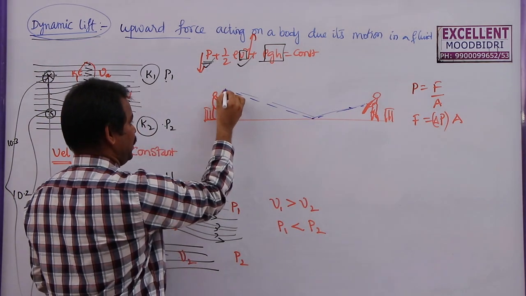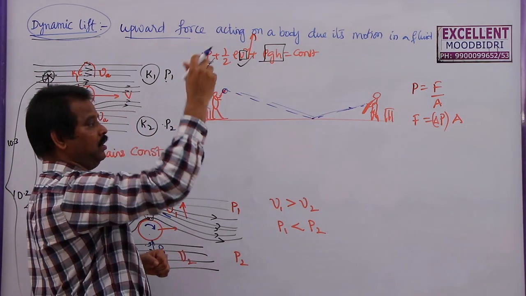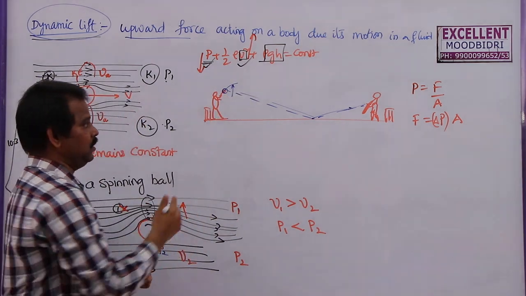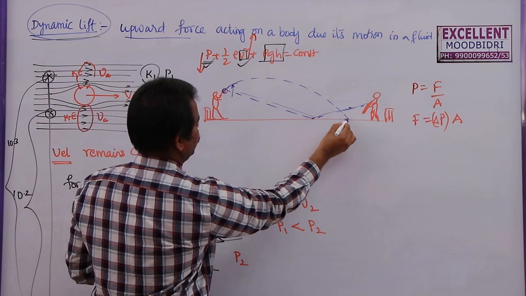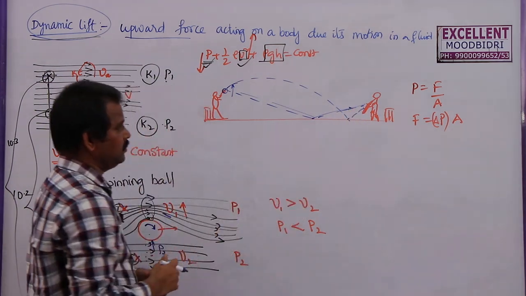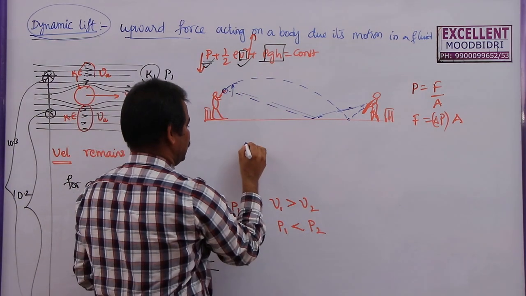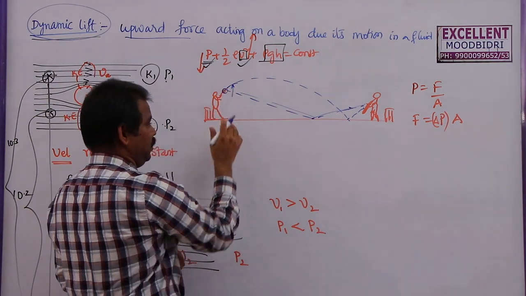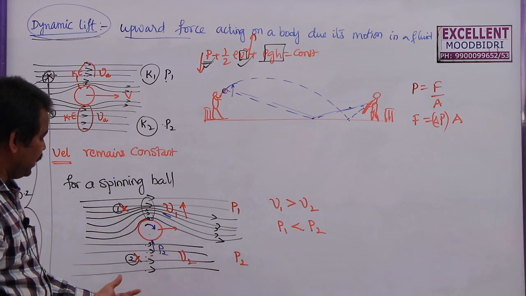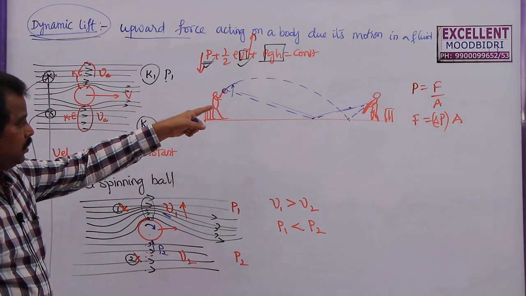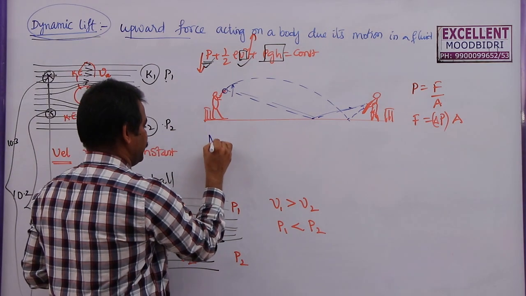But for a spinner, as he is going to spin this ball, due to spinning, an upward thrust will be produced there. So this ball will move in this path and moves like this. So it will move in a parabolic path. This is called the effect of the ball within this fluid, or the dynamic lift produced due to the motion of the ball or spinning is called the Magnus effect.